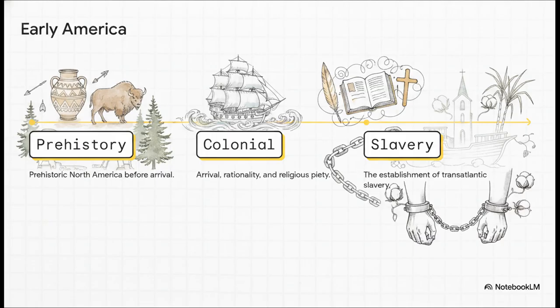Now, placing all of this in time and location is absolutely vital. We begin with prehistoric North America, way before European arrival. Then, moving into the early colonial era, well, motivations get pretty complex. They're driven by this mix of Enlightenment rationality and intense religious piety. But right alongside this, we see the establishment of transatlantic slavery. Understanding this timeline means we really have to sort the raw historical facts of arrival from the varying interpretations of why different groups came here.